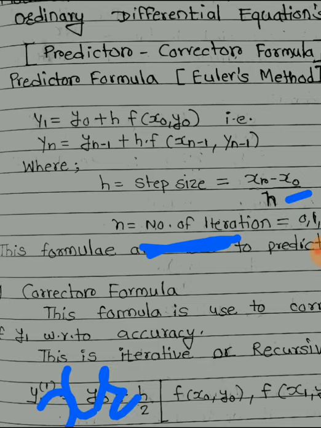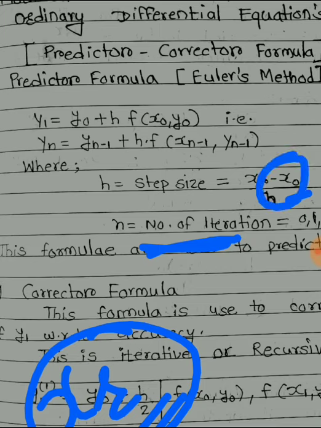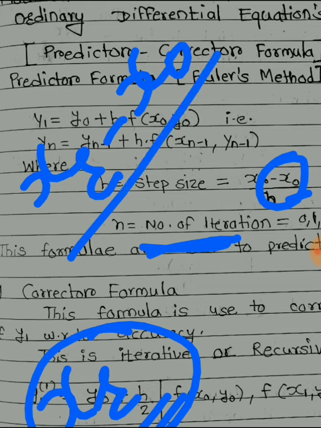xr is the final or new value of x, and x0 is the initial value of x. So the final value of x minus the initial value of x, divided by the number of iterations, is the value for the step size h. That is how we understand how to calculate the step size.